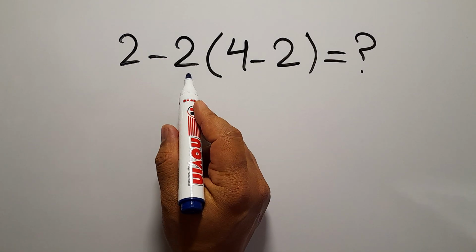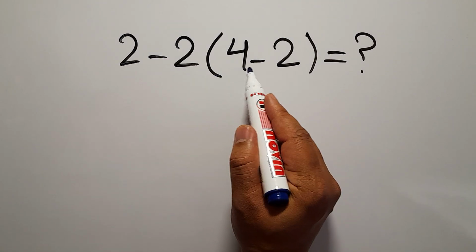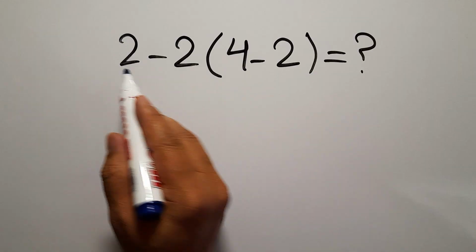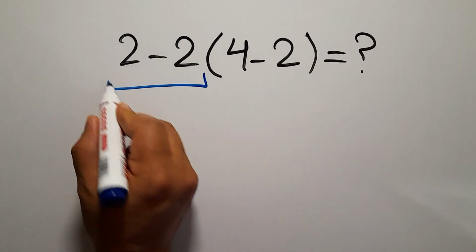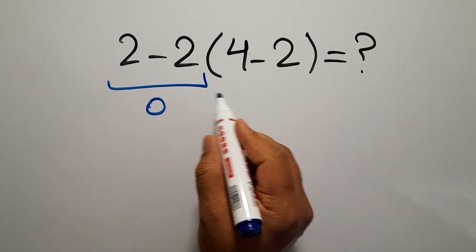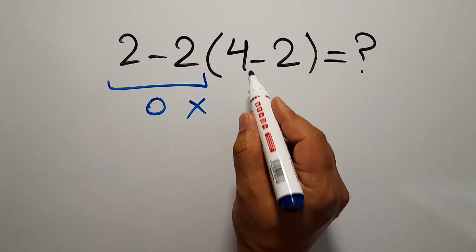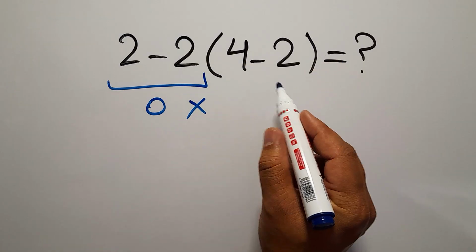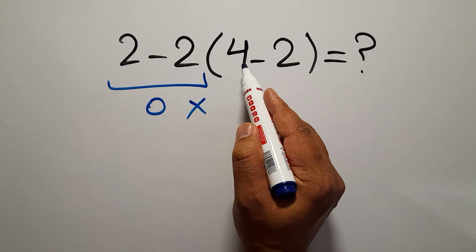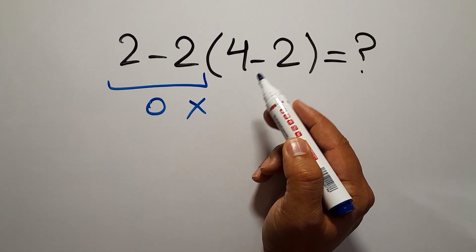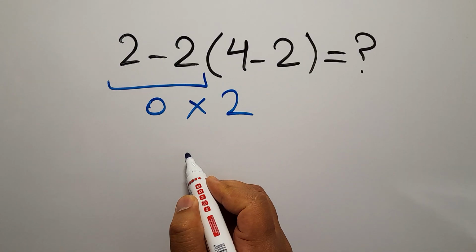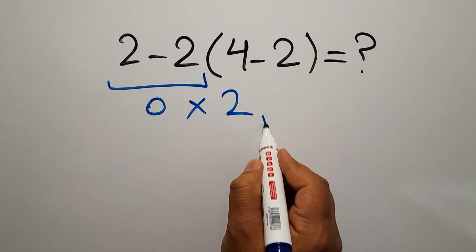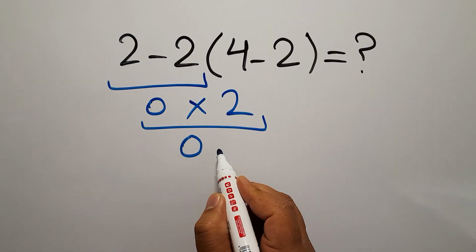2 minus 2, then times 4 minus 2. 2 minus 2 gives us 0. So 0 times this parenthesis. Inside this parenthesis we have 4 minus 2, which equals 2. And 0 times 2 is just 0.